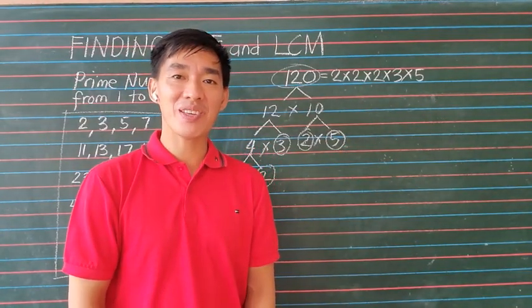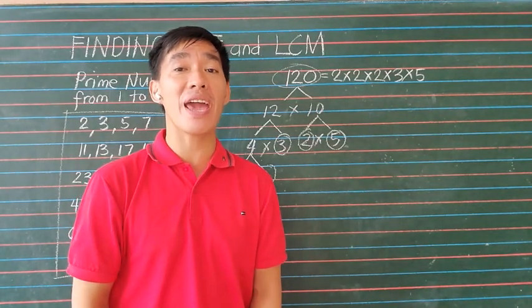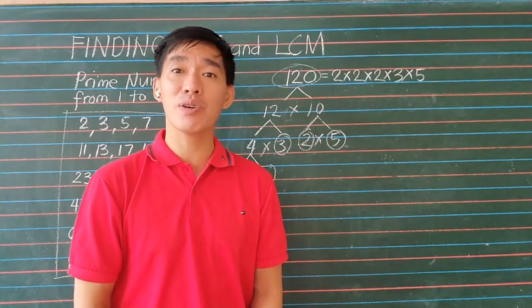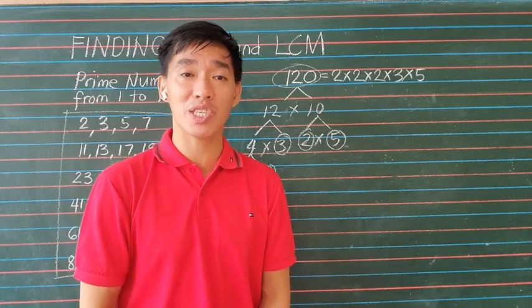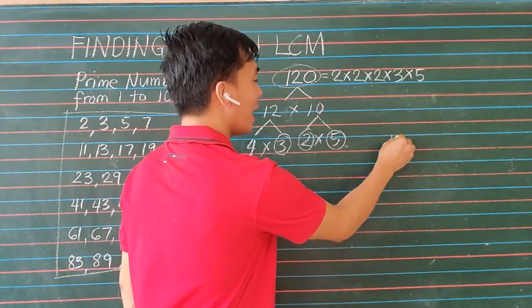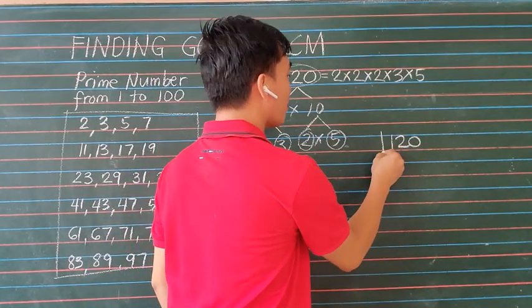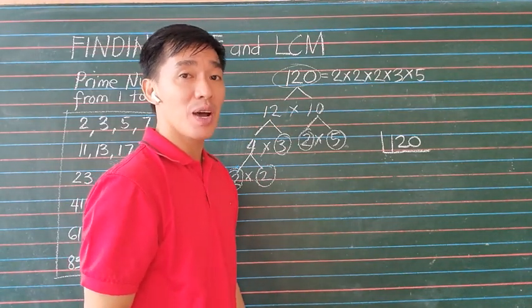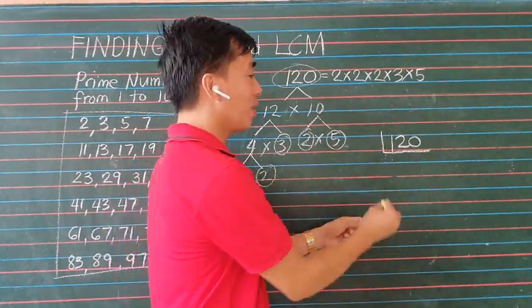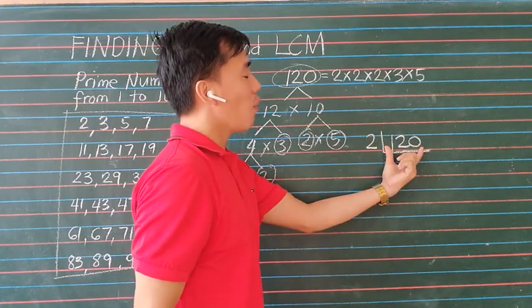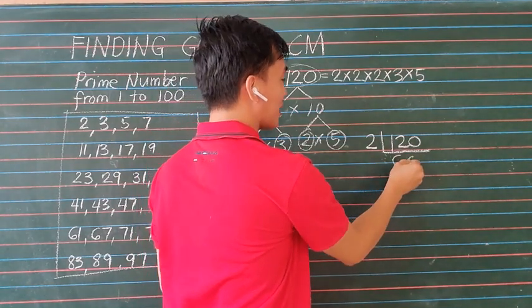Another method that we could use in getting the prime factorization of 120 or any number is by the use of continuous division. And how do we do the continuous division? Simply divide 120 or the number by any of the prime numbers. So, for example, 120 is obviously divisible by 2. So, 120 divided by this prime number is equal to 60.